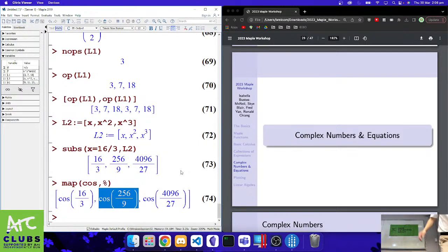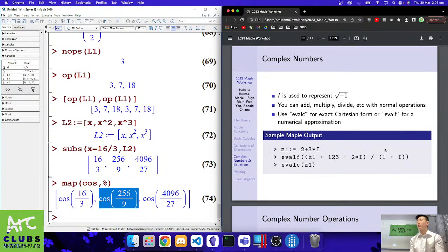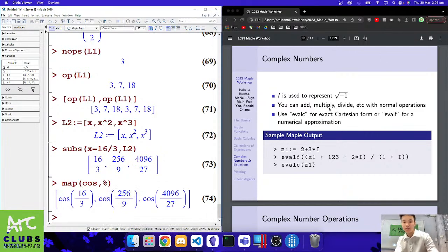Okay. So moving on, we're going to be looking at some complex numbers and equations. As you know, we represent that as the square root of -1, and as with any real numbers, we can also add, multiply, and do all of those normal operations with complex numbers. There are two different functions that we use. Eval-C, we use that to evaluate exact Cartesian form, and eval-F is for a numerical operation.